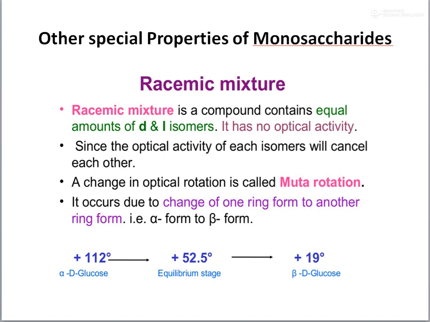So these are some of the properties of monosaccharides which we have discussed. Hope it is clear to you.